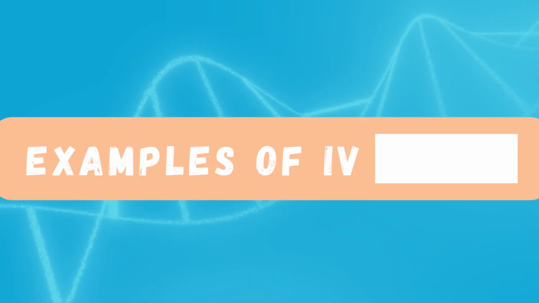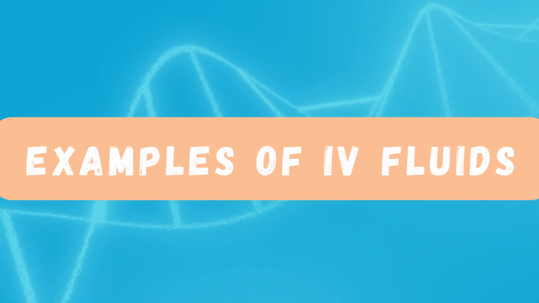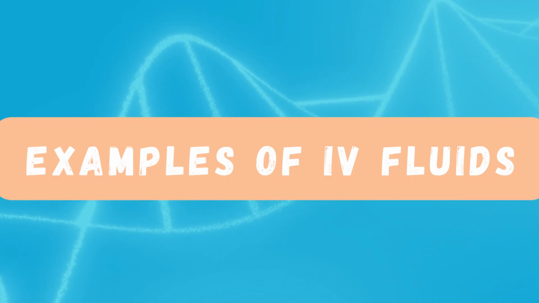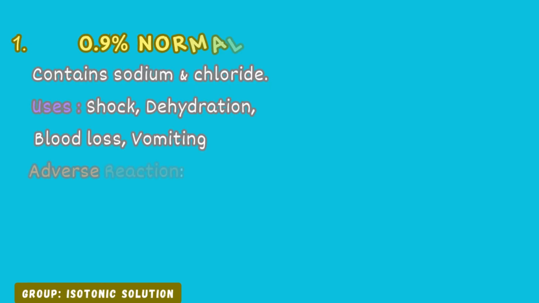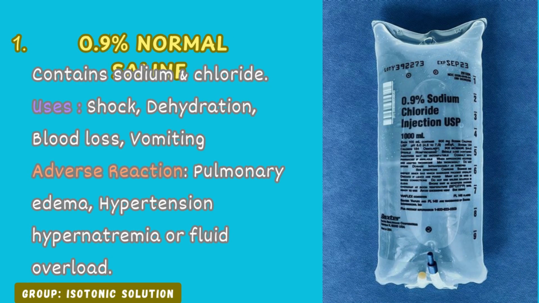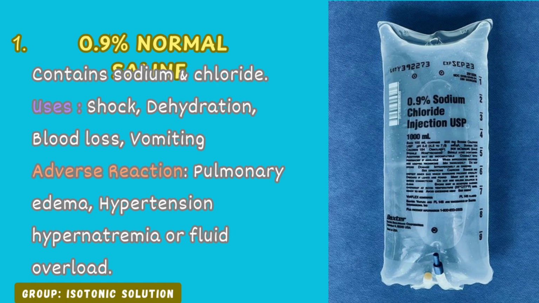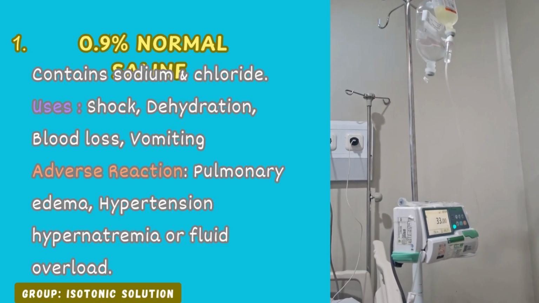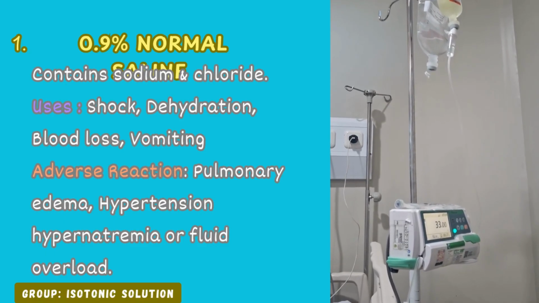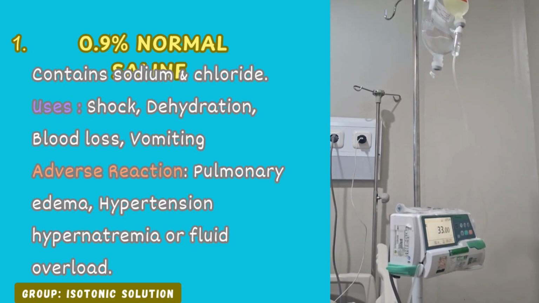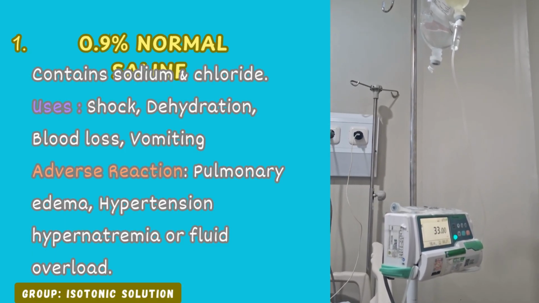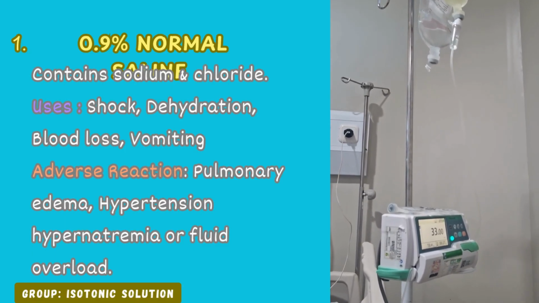Next, we're going to be talking about the examples one by one. So let's go. First, we have the 0.9% normal saline. This contains sodium and chloride and is mainly used for shock, dehydration, blood loss, vomiting and diarrhea. When you use it excessively, it can cause hypernatremia. Because it is an isotonic fluid, likely adverse reactions could be pulmonary edema or hypertension.